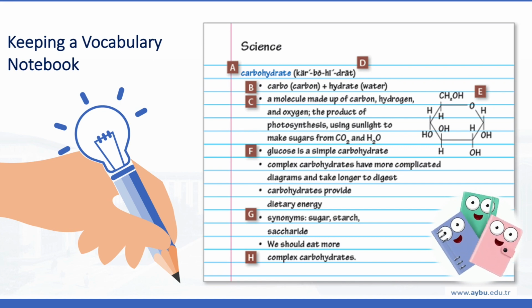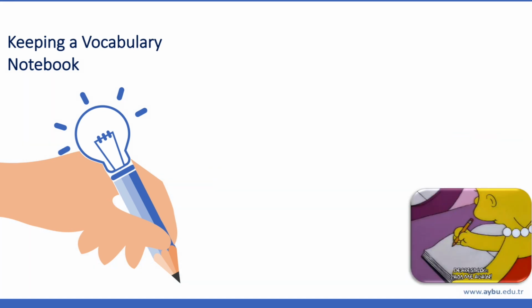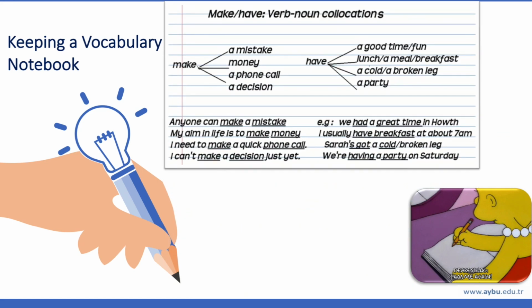On the right side of the page, there is a small symbol showing what the word is related to. It helps you visualize the word. By doing this, you will never forget the meaning of the word. You can add synonyms and antonyms labeled as G. Then you should write the meaning of the word with some examples and collocations. They are really helpful. Speaking of collocations, I want to show you another example.